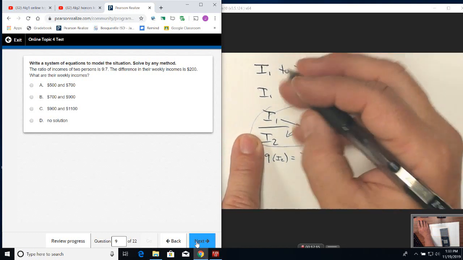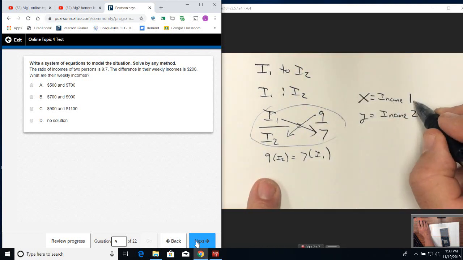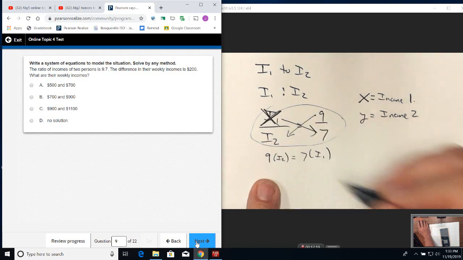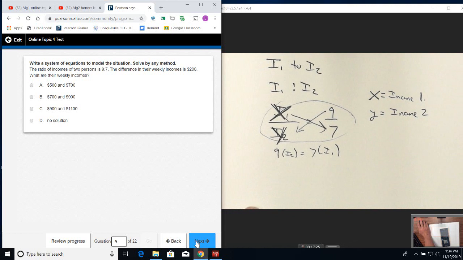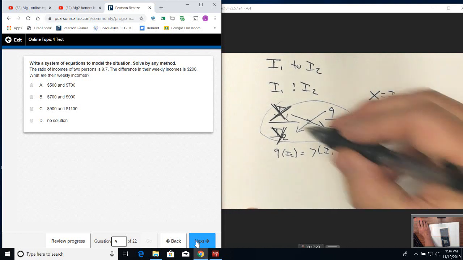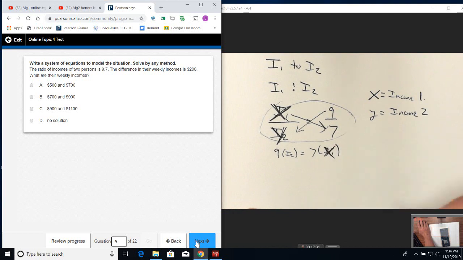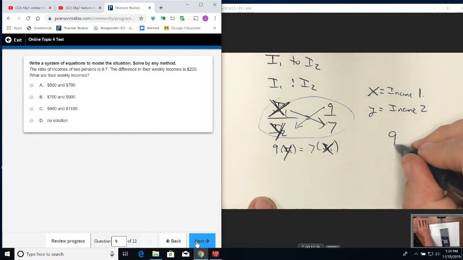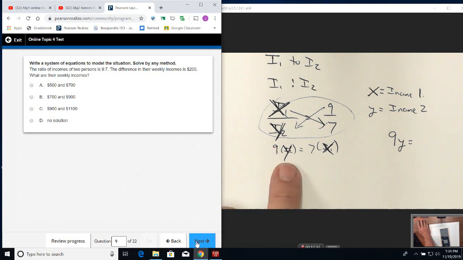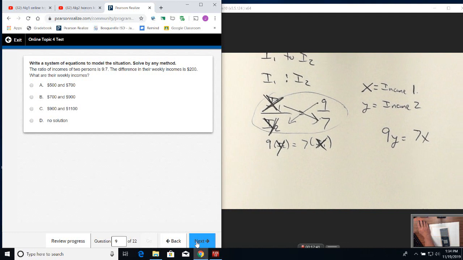So x is income 1. Right? So that's I1. So that's really like x. And income 2 is y. Why am I writing in terms of x and y? So I can graph it to solve it, right? Isn't that easy to do if I can graph it to solve it? So 7 times x is equal to 9 times what? Y. There's my first equation. 9 times y, remember y is income 2, is equal to 7 times x, which is income 1.